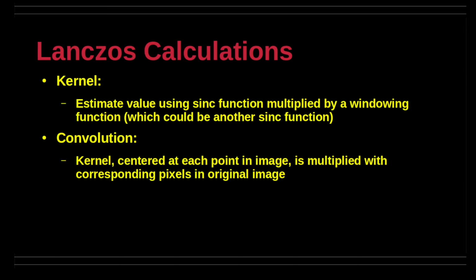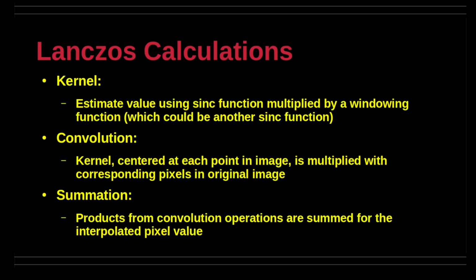This function is a sinc function, sin x over x, multiplied by a windowing function. The windowing function is typically another sinc function truncated to a specific number of lobes. Convolution. For each pixel in the target image, a Lanczos kernel is centered at that point. The kernel is then multiplied with the corresponding pixels in the original image. Summation. The products from the convolution step are summed up to produce the interpolated pixel value.